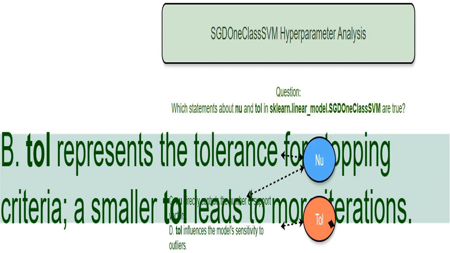This statement is false. Nu doesn't directly determine the number of support vectors. While nu influences it, the precise number of support vectors is ultimately determined by how the model fits the data and which data points it considers crucial. Think of nu as setting a range. It doesn't pick the exact number.